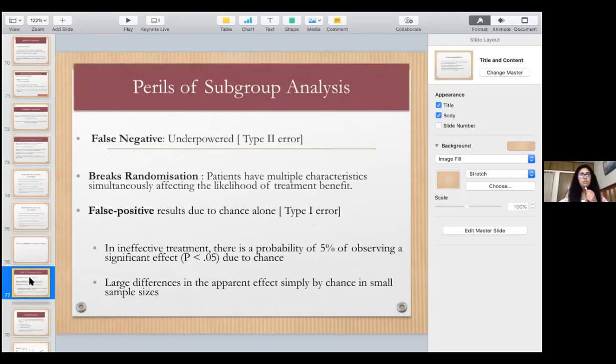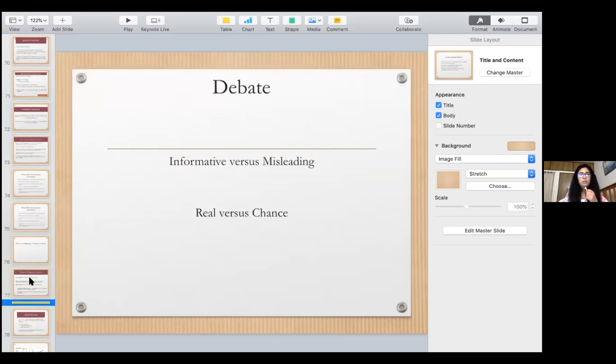So like we just said, perils of subgroup analysis, like you said, it can be a false negative, it can be a false positive, it can break the randomization, because initially the participants were randomized for the main comparison. When we are comparing subgroups, you're actually breaking the randomization. So that's why you can get all these errors.